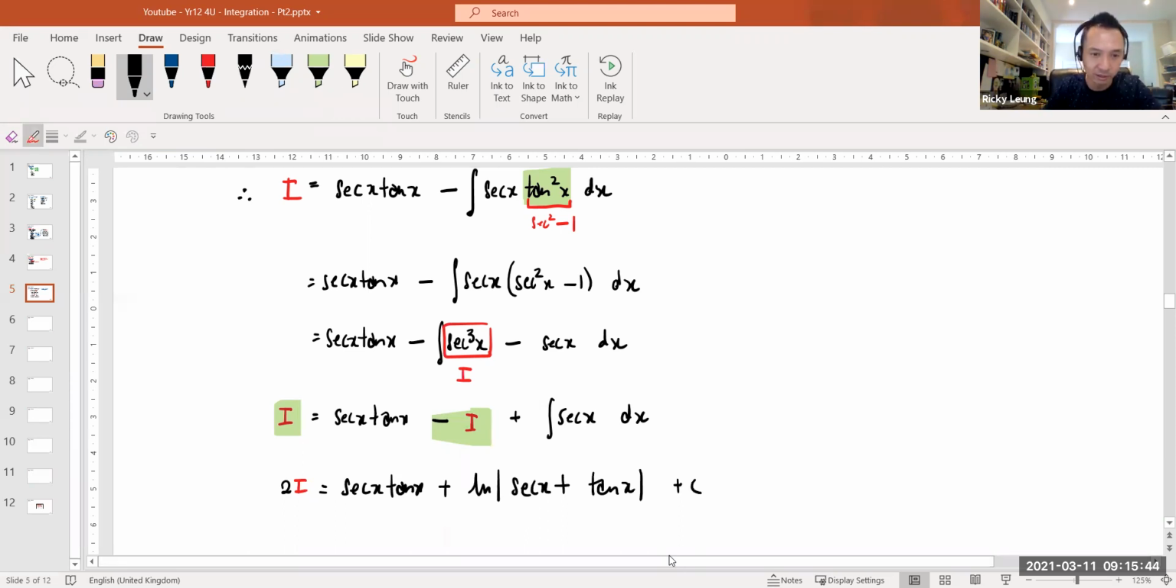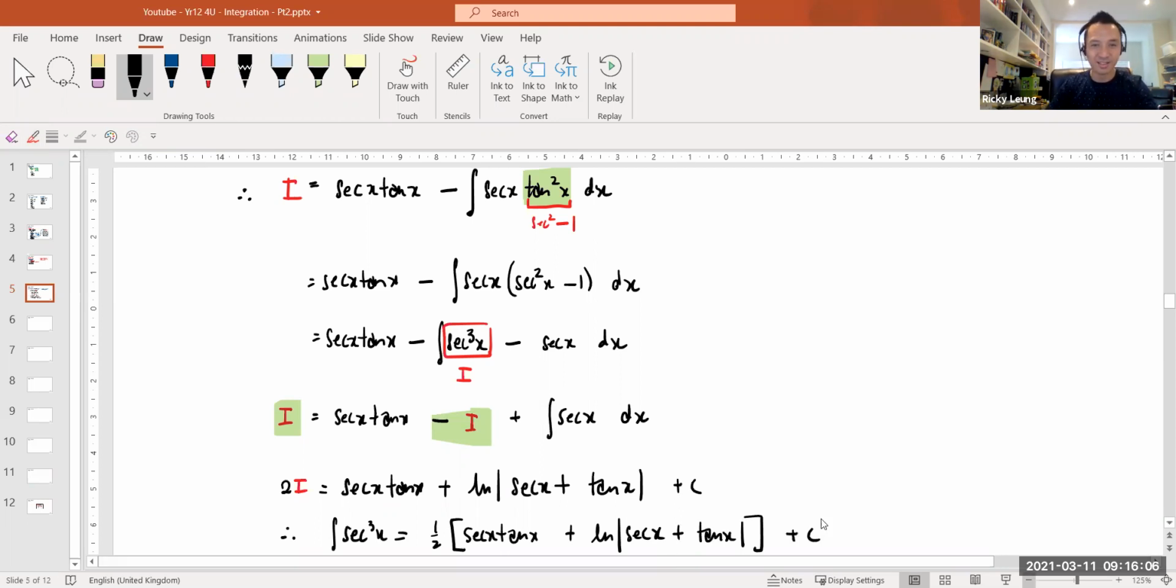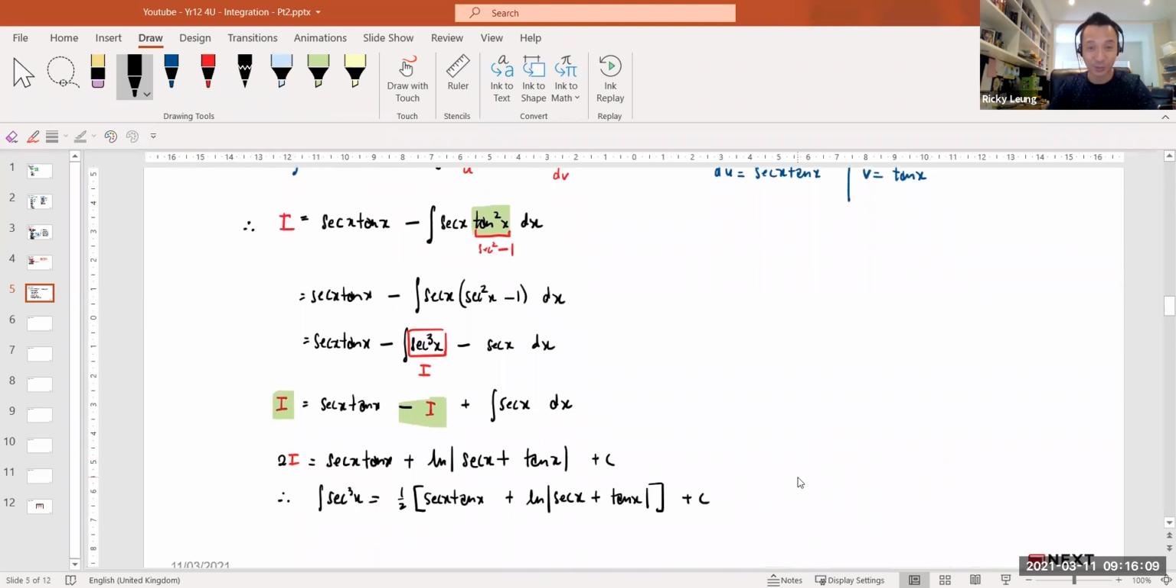So my final answer is that the integral of sec cubed, which is I, the red I, equals a half sec x tan x plus ln of sec x plus tan x, plus c. How's that? That is a very hard question, but with a few hacks along the way, hopefully it's okay, right? That is a hard question, yeah?